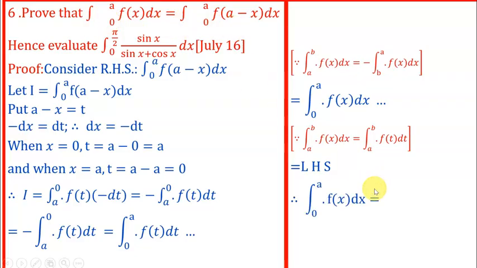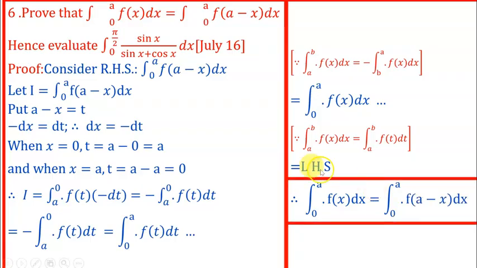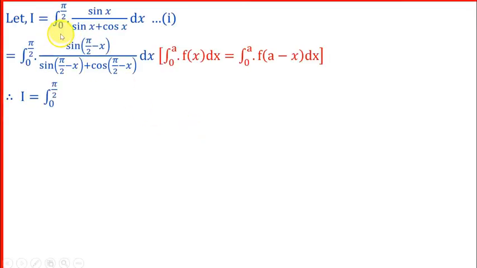Now the next part, that is we want to evaluate integral 0 to pi by 2 sin x upon sin x plus cos x dx. Okay, now see this here. Let I is equal to integral 0 to pi by 2 sin x upon sin x plus cos x dx. Now with the help of this property, integral 0 to a f of x dx is equal to integral 0 to a f of a minus x dx, that is, x is replaced by a minus x. Similarly here, x is replaced by pi by 2 minus x.